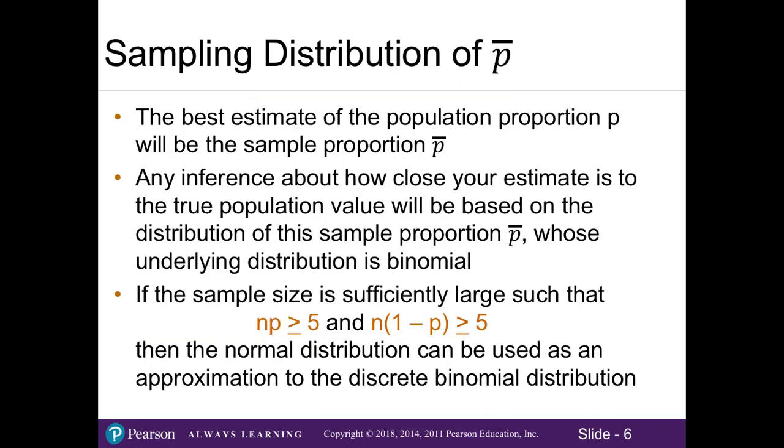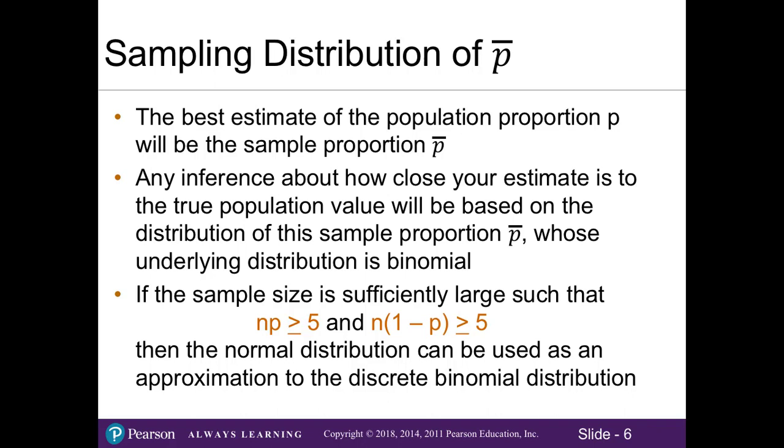Some things to note: when we're working with the sampling distribution of p bar, the best estimate of our population proportion p will be our sample proportion, or p bar. Any inference we make about how close our estimate is to the true population value will be based on the distribution of the sample proportion p bar. So recall when we learned about distributions, this is the way our curve looks. And in this case, our distribution is binomial, because for a proportion, they either have the attribute or they don't. Recall with the binomial, we're looking at two possible outcomes.